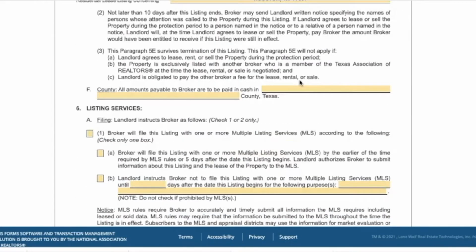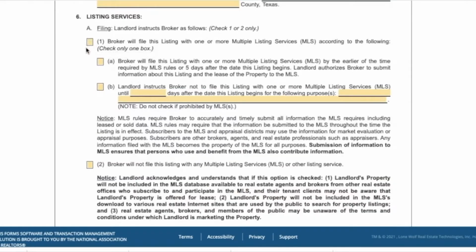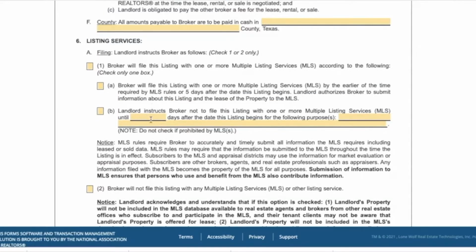Whatever county your market center is located in, that's what's going to go here. This covers if you are going to list it on the MLS. And then these 2 boxes, you need to make a determination if it's going to be within 5 days or after 5 days. And if it's going to be after 5 days, you'll have to list the number of days after the listing agreement begins. So in this box, you'll determine how many days after the listing agreement begins that the home will go on the MLS, and the reason why it's going to be more than 5 days.